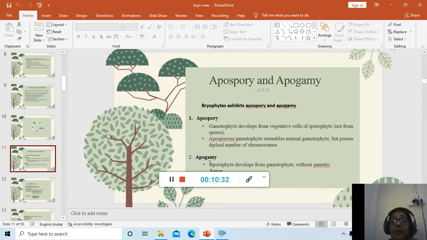Then you should know what apospory and apogamy are. Bryophytes exhibit both apospory and apogamy. Apospory means the gametophyte develops from vegetative cells of the sporophyte, not from spores. Aposporous gametophytes resemble the normal gametophyte, but they possess the diploid number of chromosomes. That's the difference. And what is apogamy? The sporophyte develops from the gametophyte without gamete fusion. That is called apogamy. These two are very common in the bryophytes.